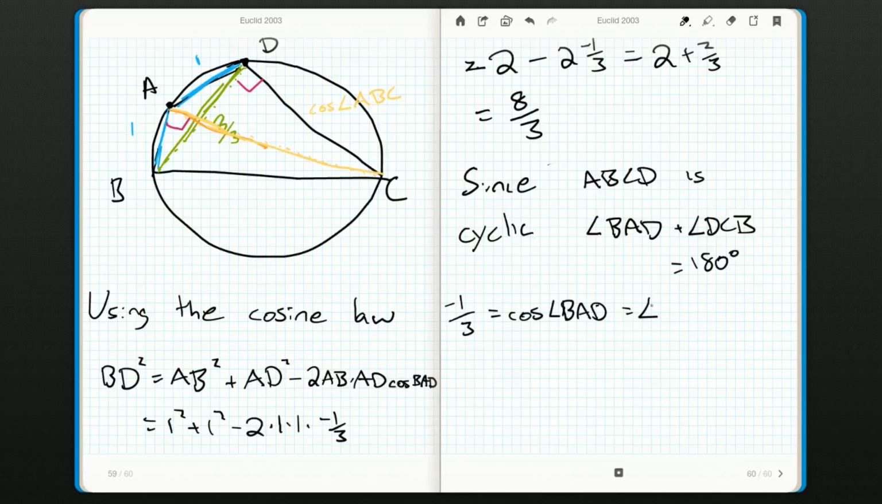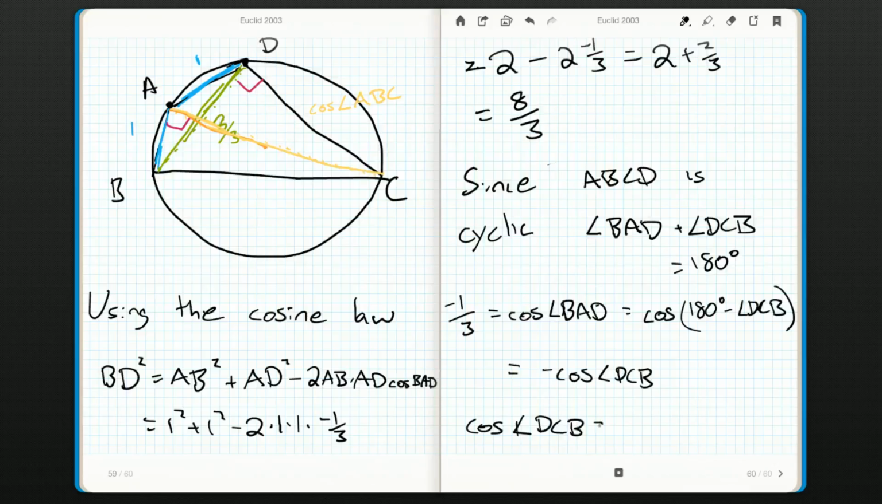And that, of course, is the cosine of 180 degrees minus DCB. And there's an identity in here somewhere. I think that means that that's negative cosine of DCB. So that means cosine of angle DCB is 1/3. Hooray!